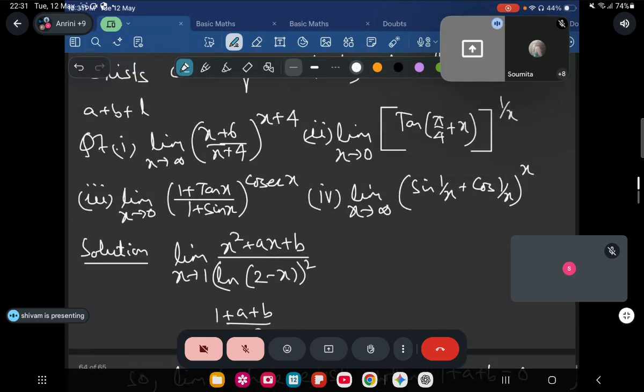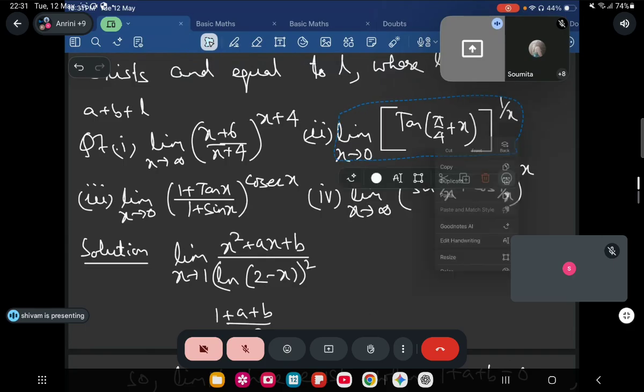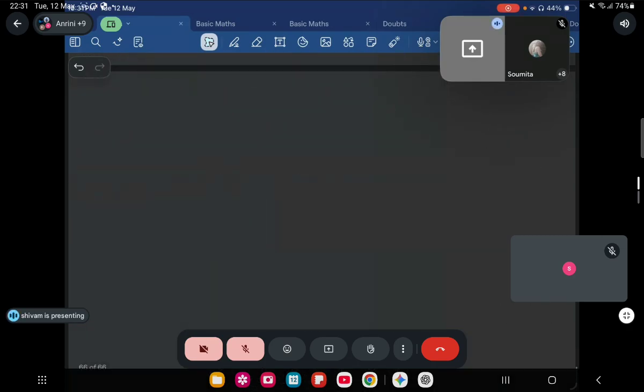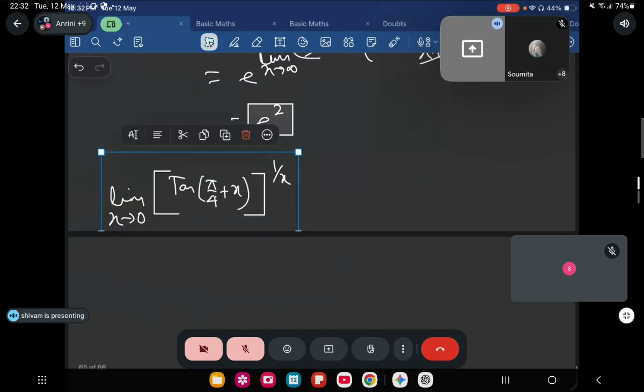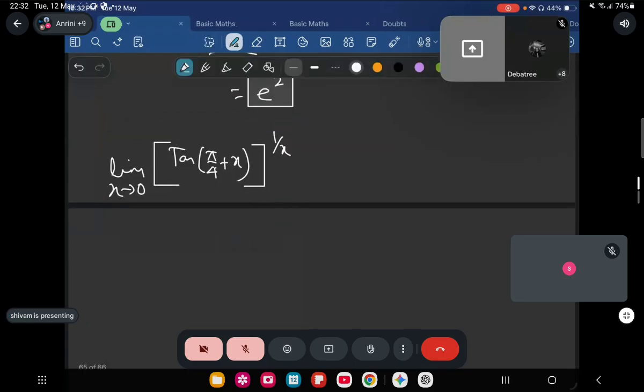Next, part 2, pay attention. Again, see, is it 1 to the power infinity form? Yes or no? Tell me, everyone. Is it 1 to the power infinity form when you substitute x equal to 0? Tell me. Hello, are you people there? Yes, sir. Is it 1 to the power infinity form? Yes.